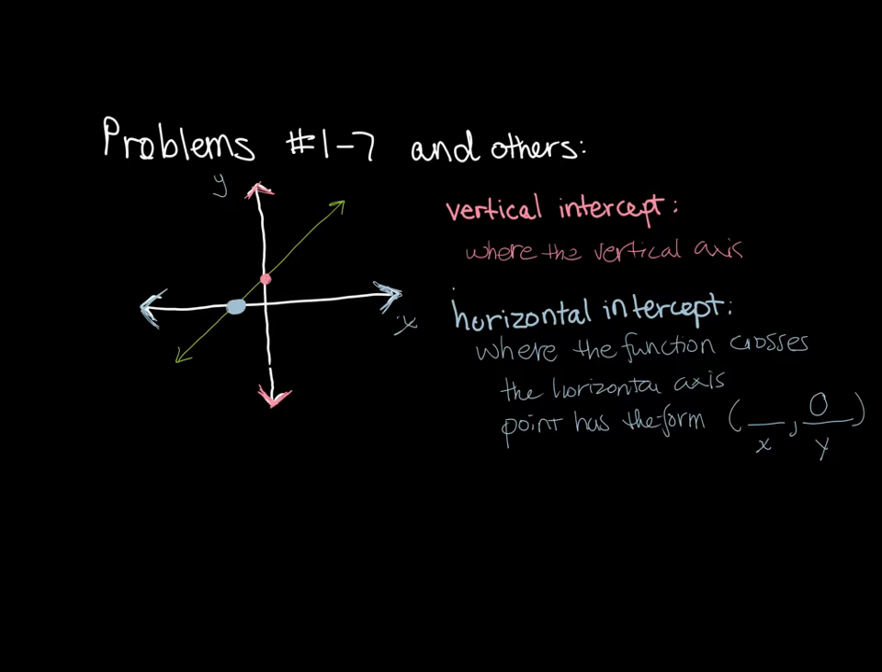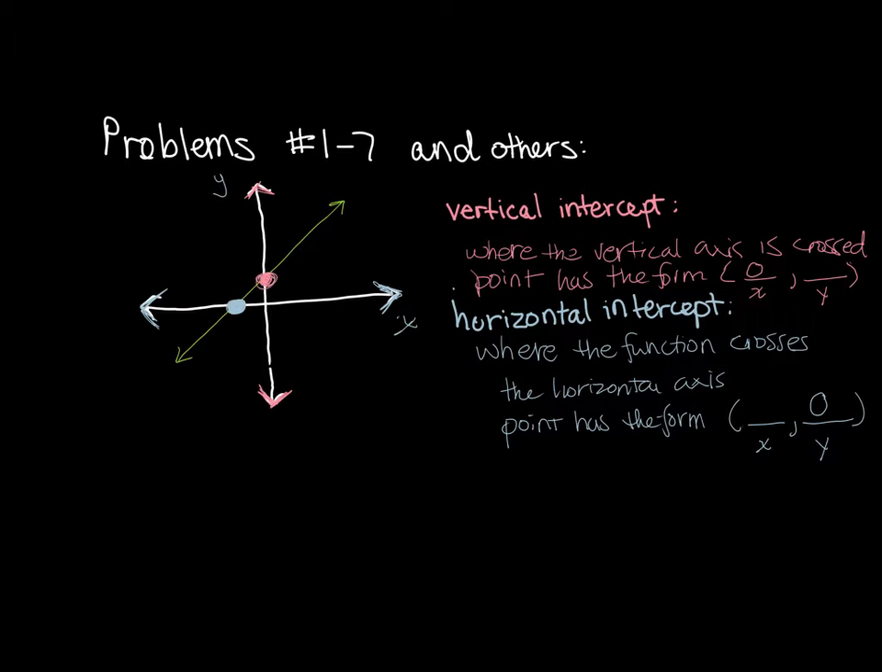Let's go back up to the pink here. We have the vertical intercept. That's where the vertical axis is crossed. Looks like I left off a couple words here. A point on the vertical axis has the form... It's similar to a horizontal intercept, except in this case, the x is 0. If this is our xy, the x is 0.